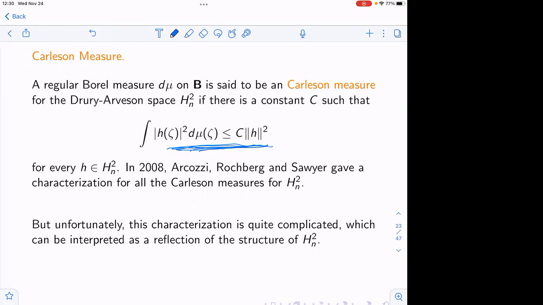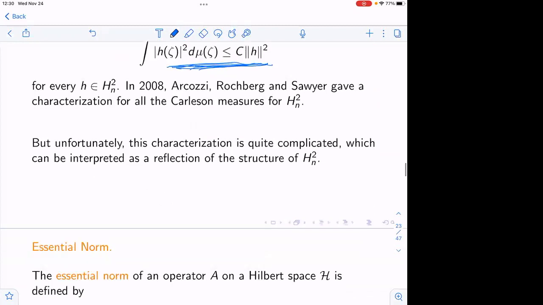But this characterization, it's really hard to describe. So we'll just leave it at that.